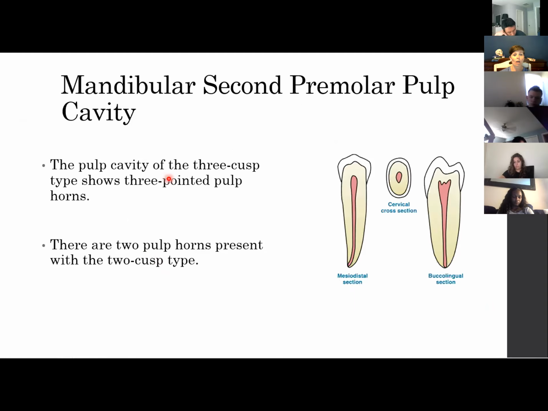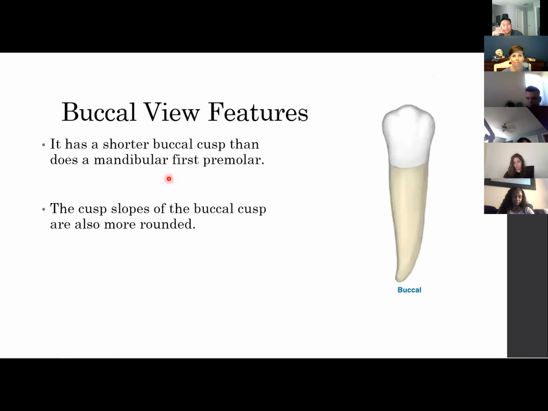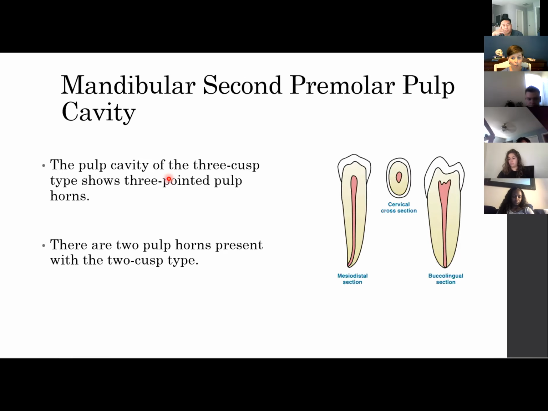Okay, so mandibular second premolar pulp cavity. The pulp cavity of the 3 cusp type has how many pulp horns? 3. Good. And then the 2 cusp type has 2. 2. Good. But still only 1 canal because there's only 1 root, right?